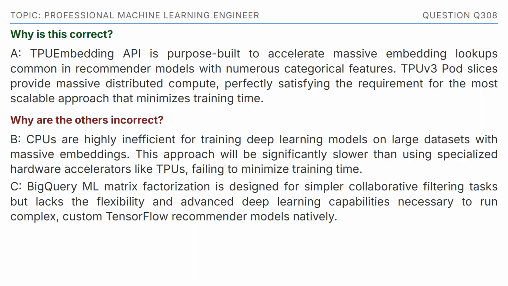Why are the others incorrect? B. CPUs are highly inefficient for training deep learning models on large datasets with massive embeddings. This approach will be significantly slower than using specialized hardware accelerators like TPUs, failing to minimize training time. C. BigQuery ML matrix factorization is designed for simpler collaborative filtering tasks but lacks the flexibility and advanced deep learning capabilities necessary to run complex, custom TensorFlow recommender models natively.